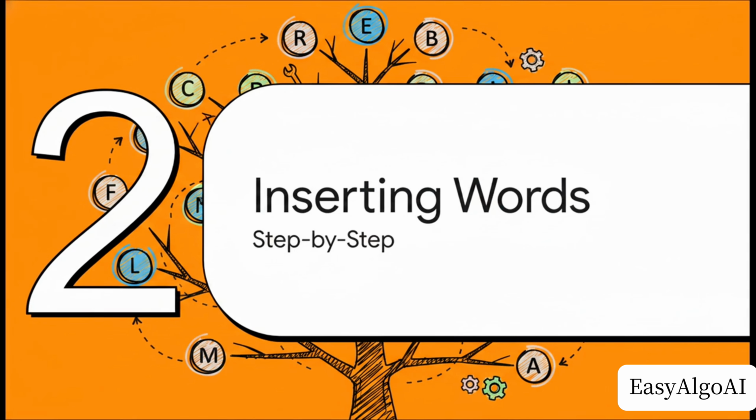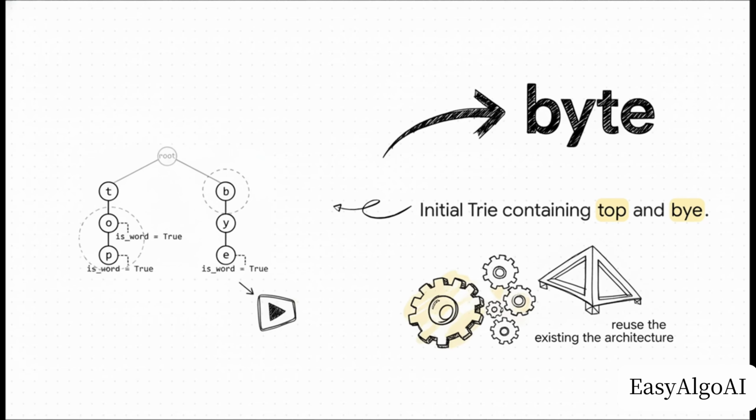Moving right along to section 2, inserting words step by step. All right, take a look at the current state of our tree. Branching from the root, we already have 2 words fully inserted. Top, mapping down T-O-P, and bye, mapping down B-Y-E. Notice how the P in top and the E in bye have their isWord flags set to true. Awesome. Now, we are going to insert a brand new word, byte, spelled B-Y-T-E. Let's see how it cleverly reuses the existing architecture rather than just blindly building from scratch.